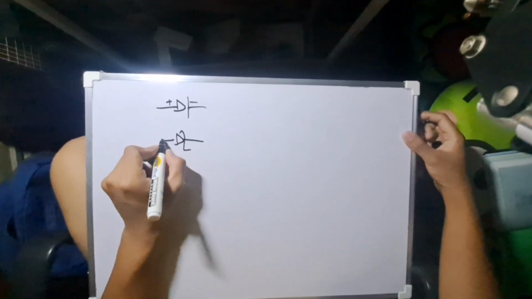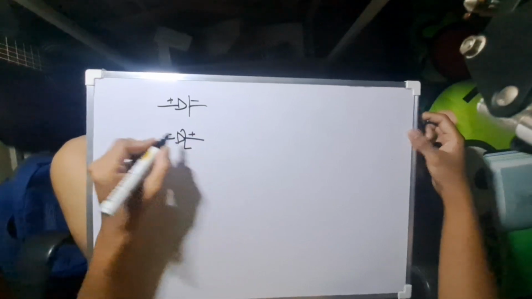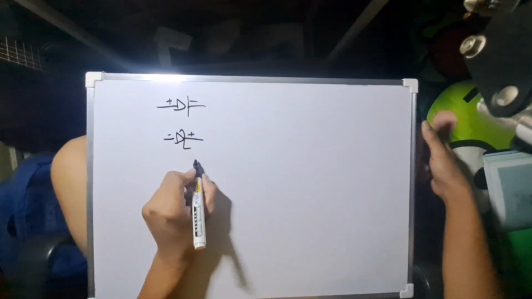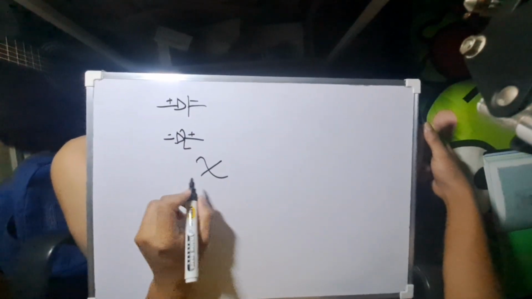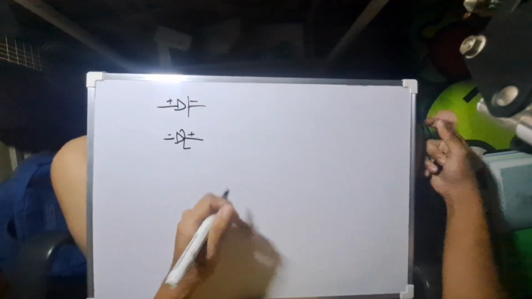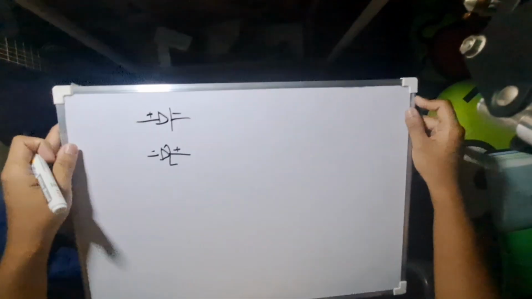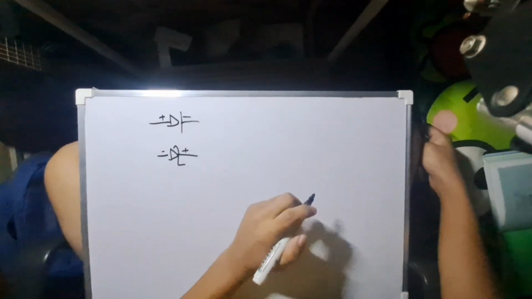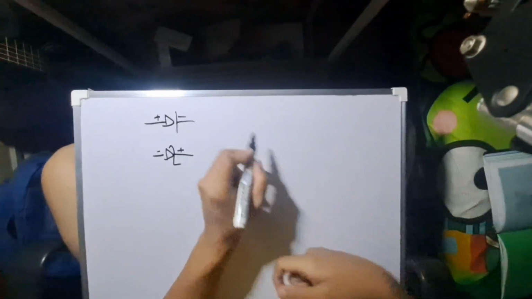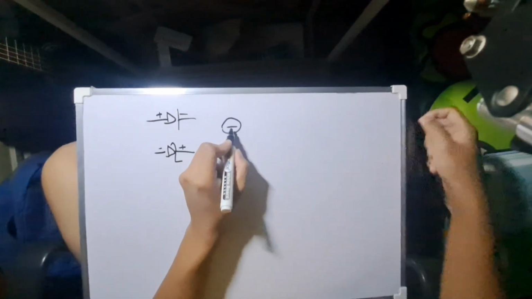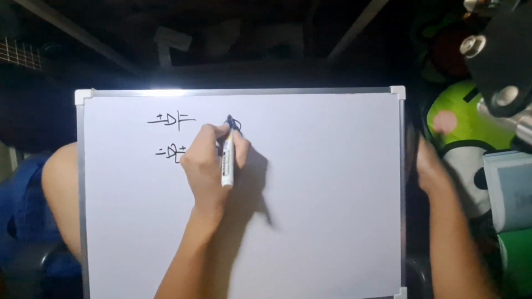Samantalang sa Zener naman, ito naman ang negative niya, positive niya is yung bar niya, at yung bar niya is parang curly something siya. So ginagamit natin siya sa bandang final na ng circuit natin. So we can already denote ang input natin is a DC na.